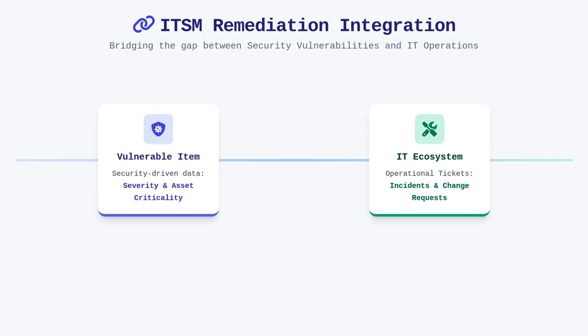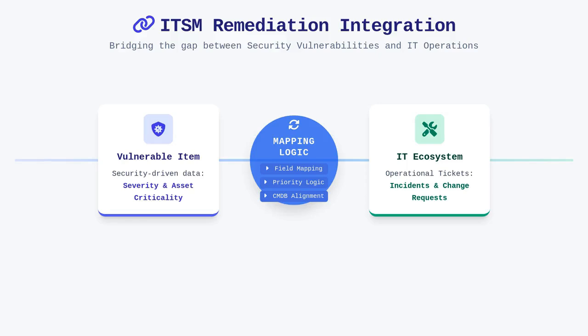The fundamental challenge is maintaining data integrity while ensuring that security-driven tasks translate meaningfully into the existing workflows used by system administrators and platform engineering teams. We start by configuring how vulnerability records trigger ITSM objects, which usually involves defining clear mapping rules for fields such as assignment groups, priority levels, and short descriptions. It is a mistake to treat this as a simple copy-paste operation because the requirements for a security ticket differ substantially from a standard operational request.